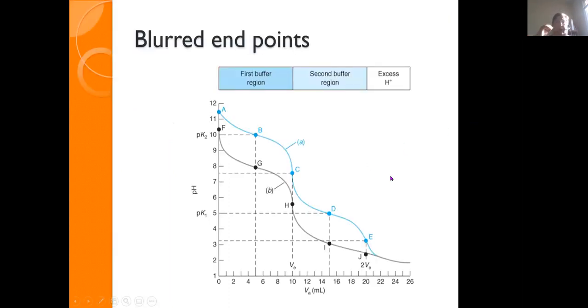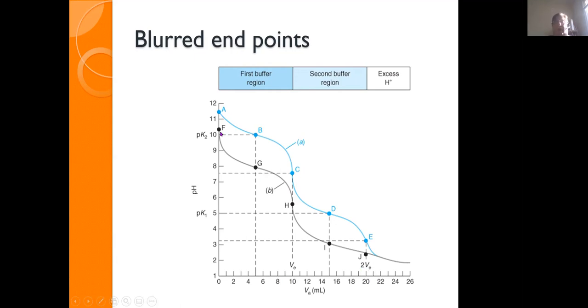So the first one we're going to look at is a blurred endpoint. If you follow this blue line down through the two equivalence points, starting off A with untitrated base, B is the middle of our first buffer region, C is our first equivalence point, D is our second buffer region, and E is our second equivalence point. If you look down through that, you can pretty easily identify that there are two equivalence points there, and you could probably figure out the volume for each of them. Looking just at the blue curve, you'd say the equivalence point is somewhere around here, about 10 milliliters. If you went down to here, you can see that it's a little bit above 20 milliliters.